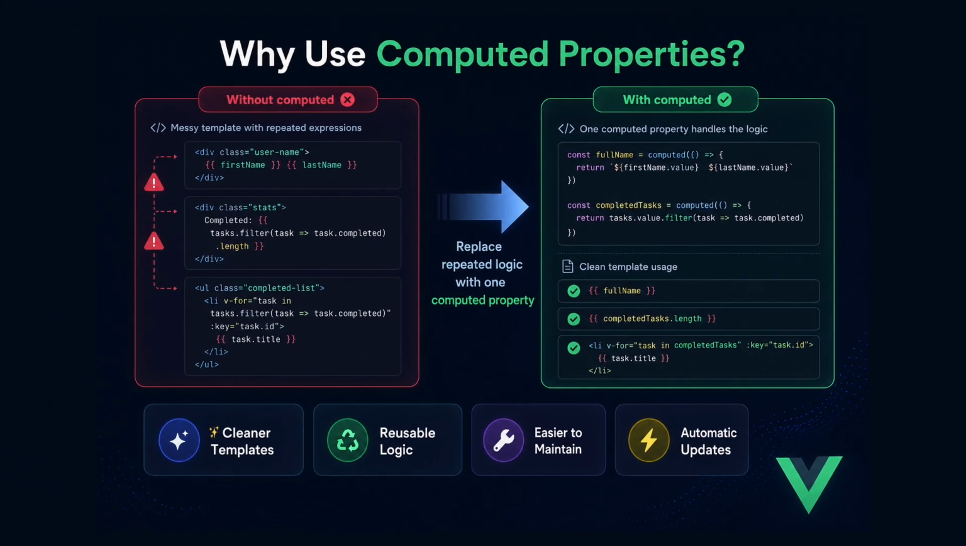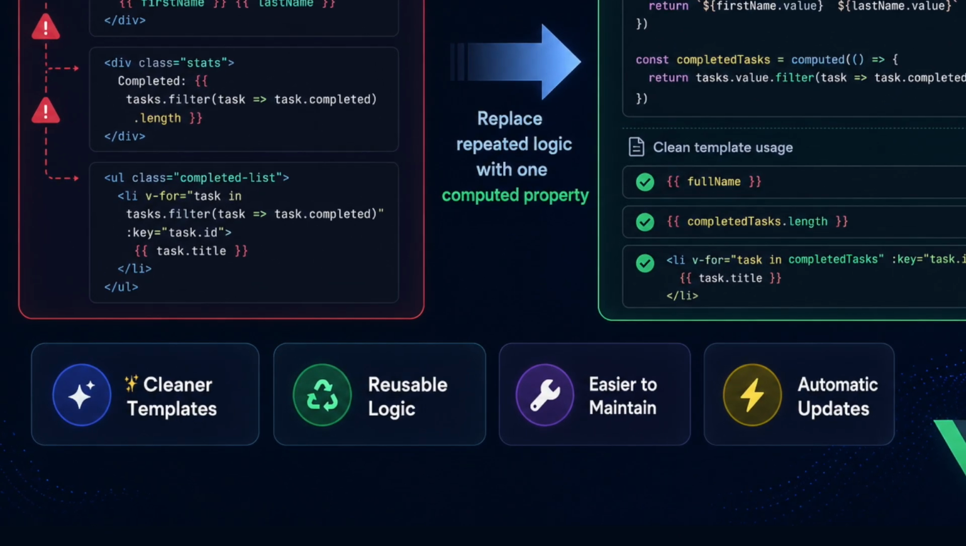And because computed properties are reactive, they automatically update whenever their dependencies change. This gives us cleaner templates, reusable logic, easier maintenance, and automatic updates, all without repeating ourselves.